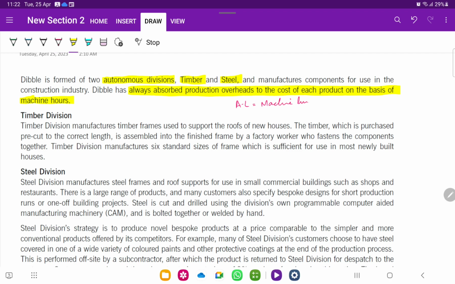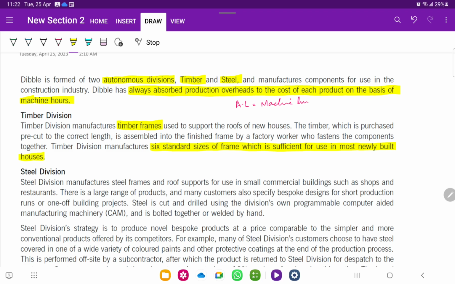Okay, timber division. Timber division manufactures timber frames, right? Used to support the roof of new houses. The timber is purchased pre-cut to the correct length and is assembled into finished frames by the factory workers who fasten the components together. Timber division manufactures 6 standard sizes of frames which is sufficient for use in most newly built houses, right?